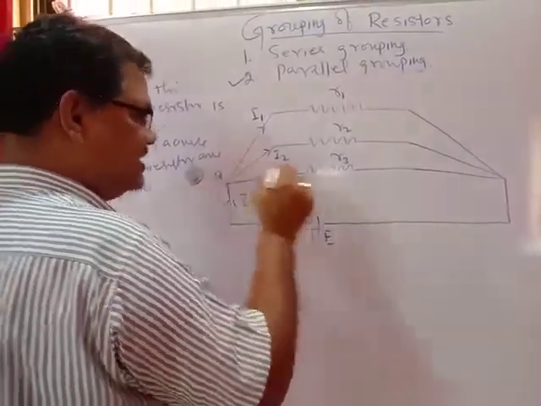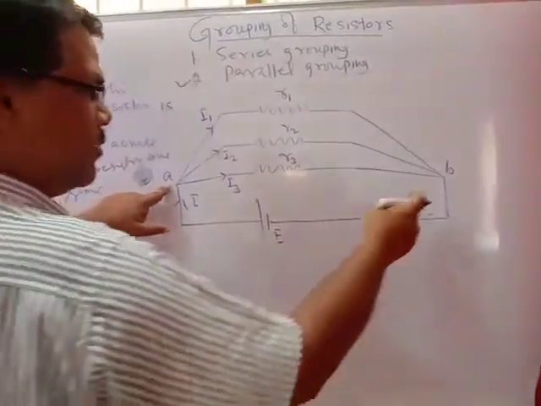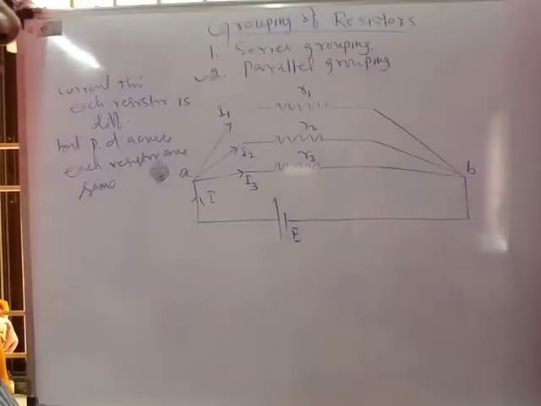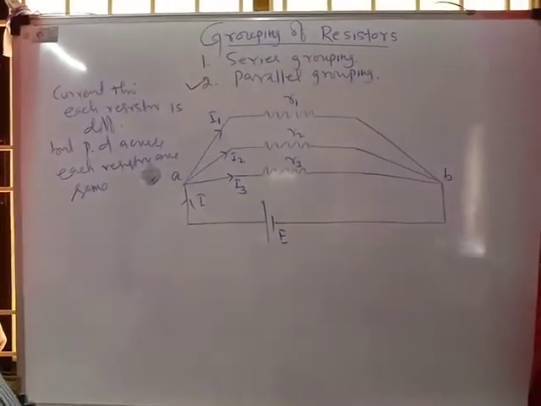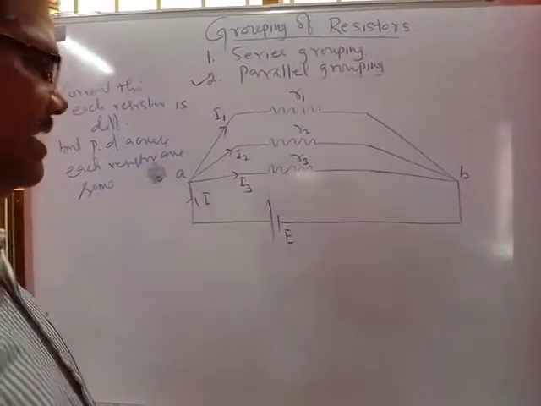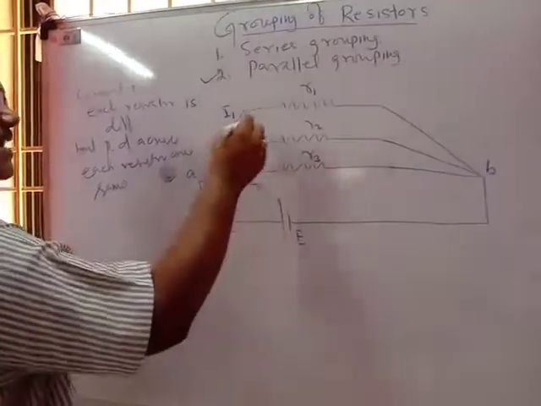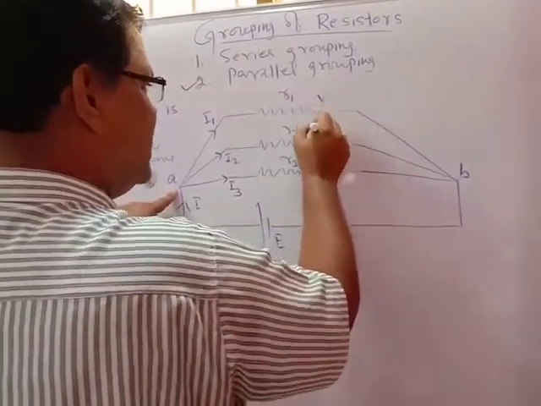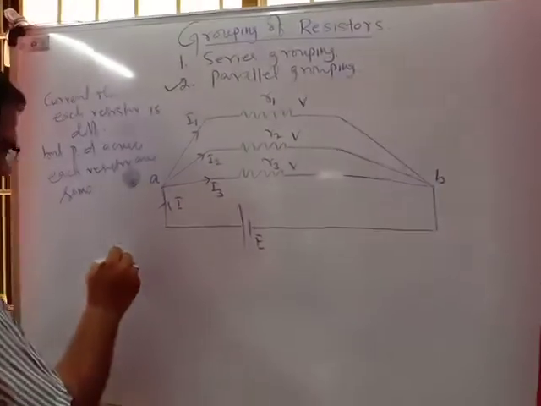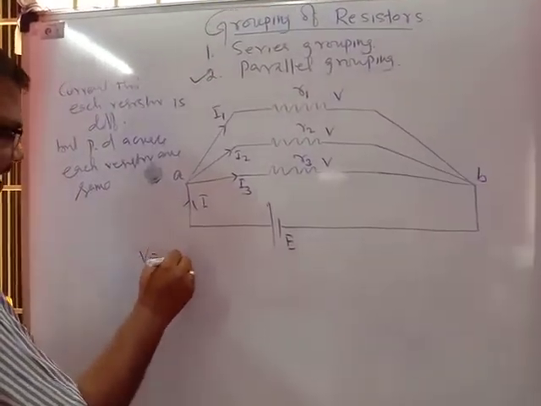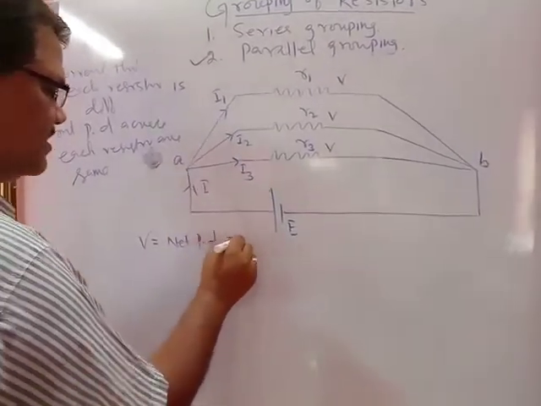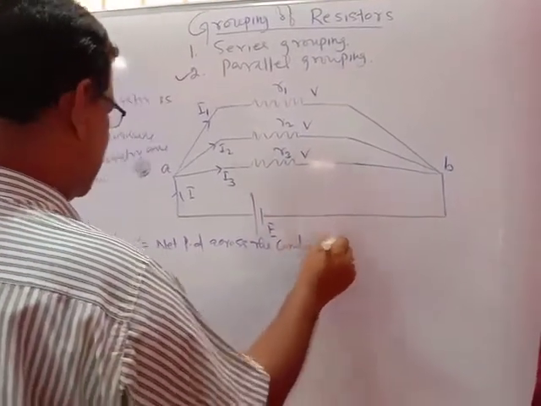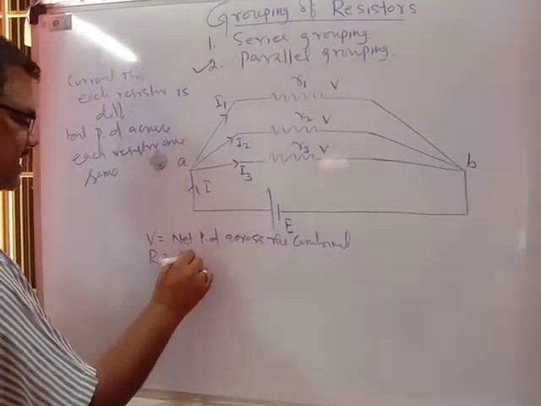Consider points A and B, and the PD between A and B. The PD between A and B, across the net or equivalent resistance of the combination, we call capital R. V is the PD across each resistor, because the PD across each resistor is the same. So the net PD across the combination is V, and capital R is the equivalent resistance.